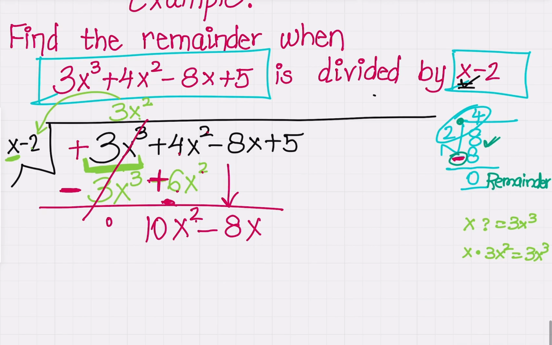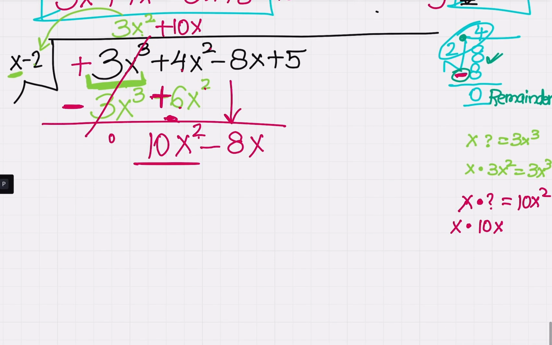Now I follow the same procedure again. What do I multiply this x by? This time I'm trying to get this term, 10x squared. I know that if I multiply x by 10x, I'm going to get 10x squared, right? So I'm going to write down plus 10x. And this gives me 10x squared, 10x times x, 10x squared.